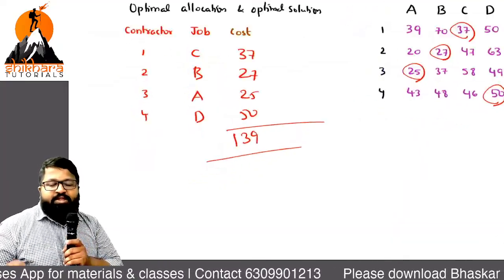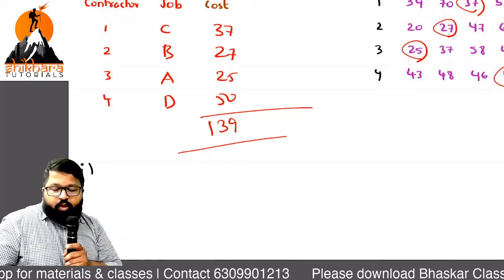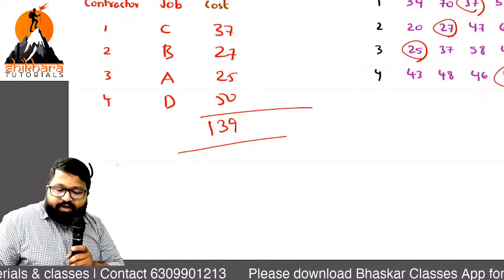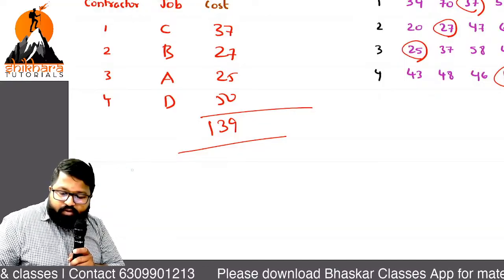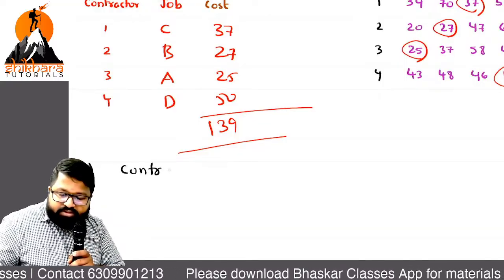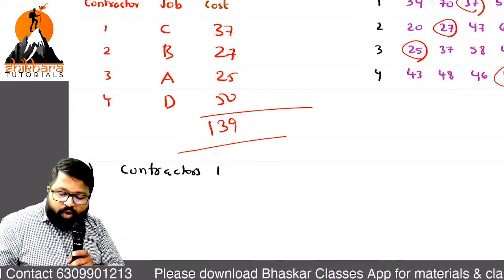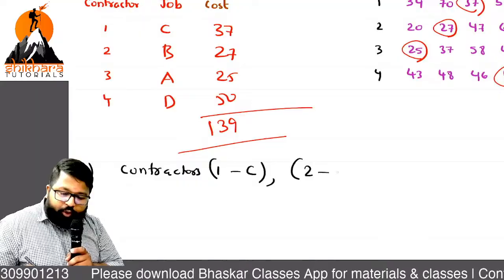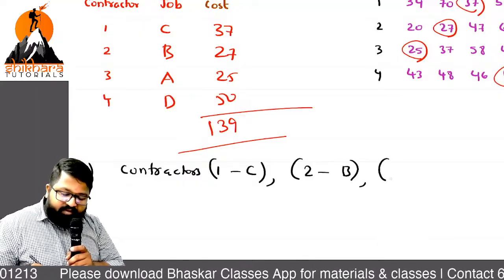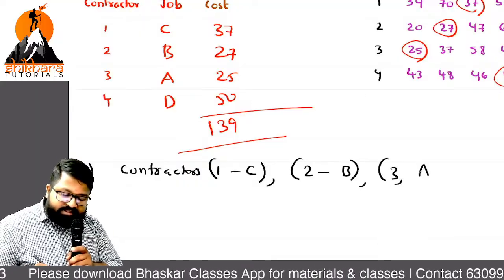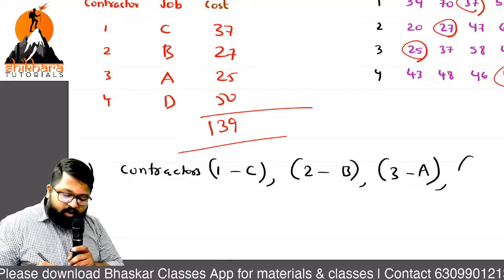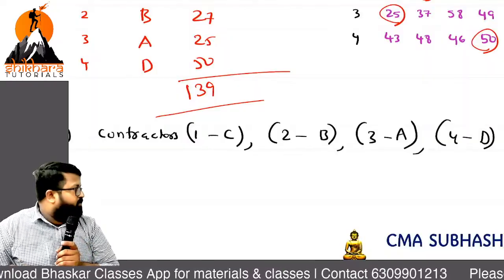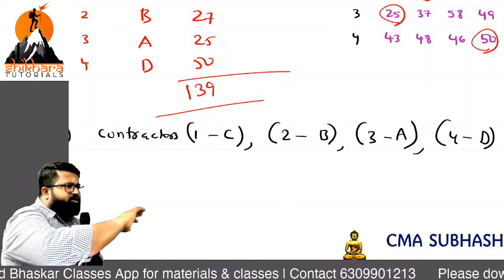Okay, and mention the Roman numbers. What is the first Roman number? 1 is regarding allocation. So contractor 1 is getting which job? C. And for contractor 2, what is the job? B. For contractor 3, the job is A. For contractor 4, the job is D. Okay, if you are writing that, no issues.